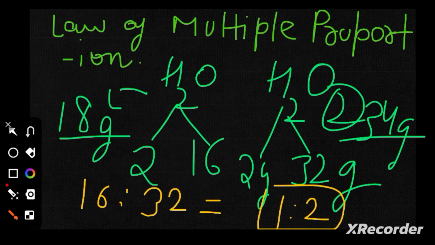So what the law of multiple proportion says, which was introduced by John Dalton, is that when two elements combine, they form more than one compound, and if we make the ratio of the masses of one element that combine with a fixed mass of the other, it will form a simple whole number ratio, right? So this 1 is to 2 is a simple whole number ratio.